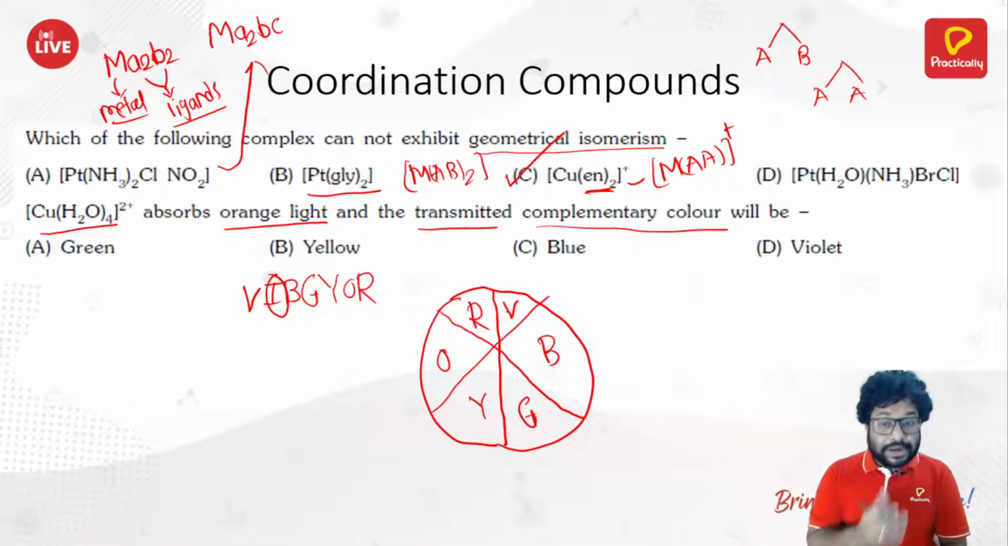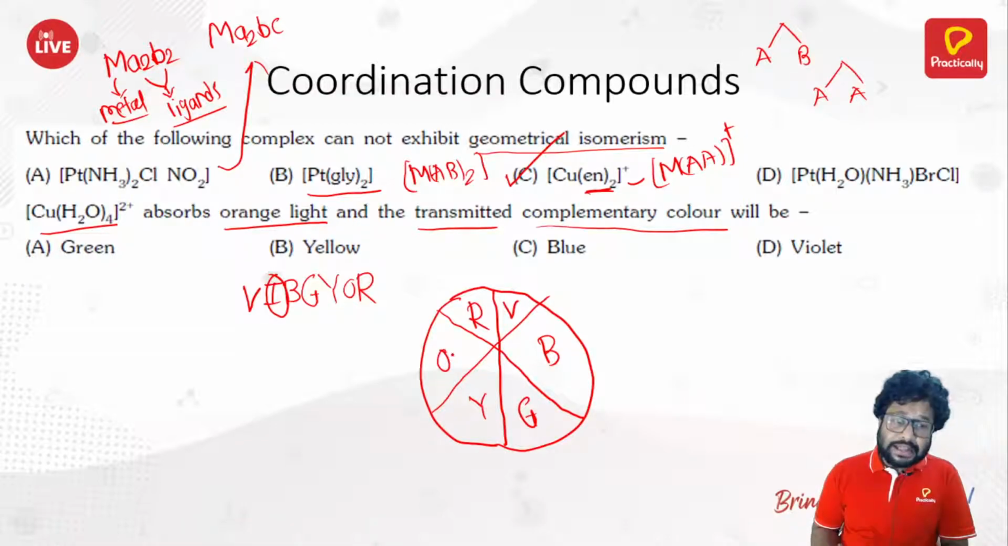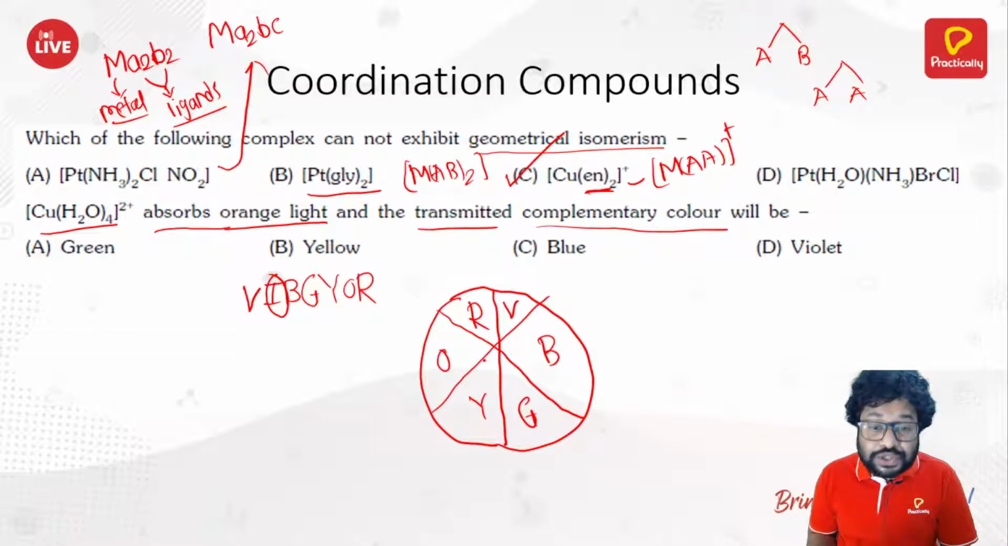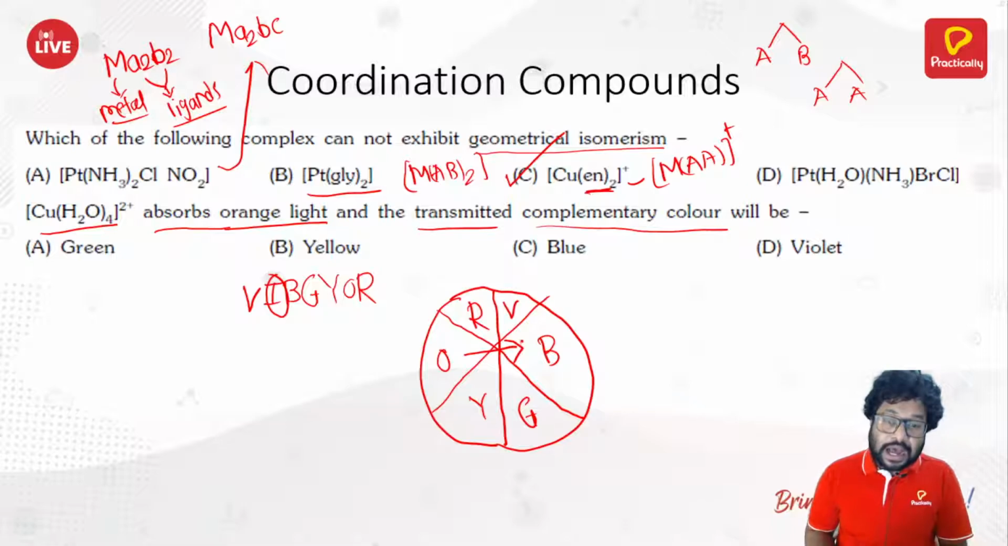The colors which are exactly opposite to each other are complementary colors. That means if your compound absorbs red, it will be transmitting green. If it absorbs green, it will be transmitting red. If it absorbs orange, it will be transmitting blue. If it absorbs blue, it will be transmitting orange. In this particular case, it is absorbing orange light. So what is exactly opposite to orange? That's blue. And therefore, the complementary color of this compound should be blue.